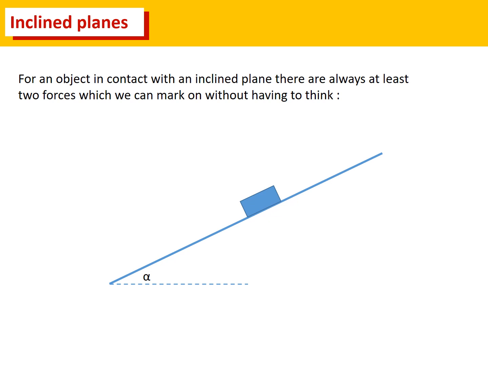So, for an object in contact with an inclined plane, there are always two forces which we can mark on without having to think. The first would always be the weight of the object, and secondly, because it's in contact with a surface, there would be a normal reaction, a normal contact force.